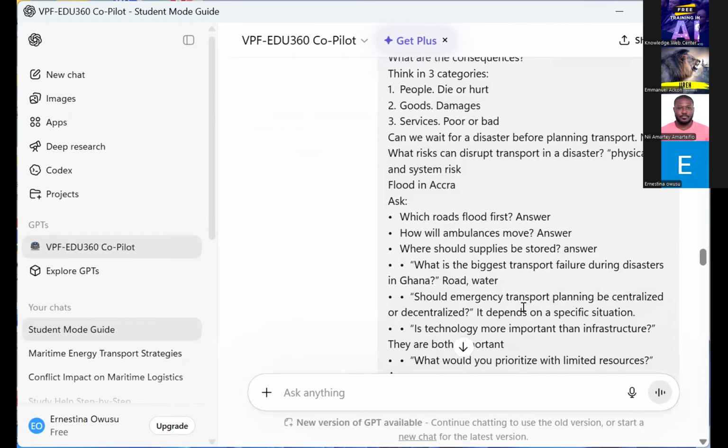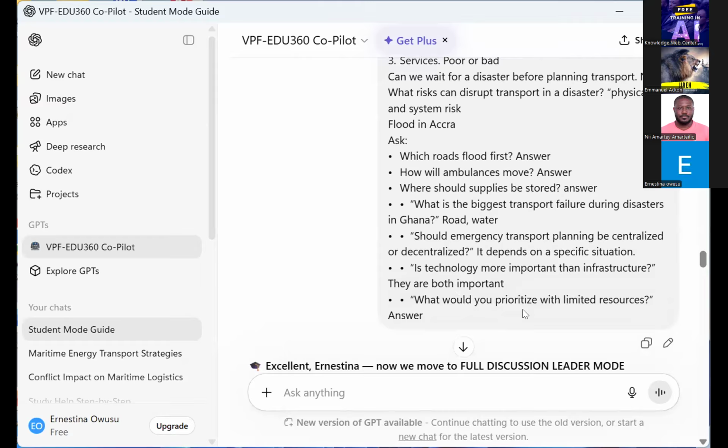Can we wait for a disaster before planning transport? I responded, no. What risks can disrupt transport in a disaster? I answered fiscal risks and system risks.